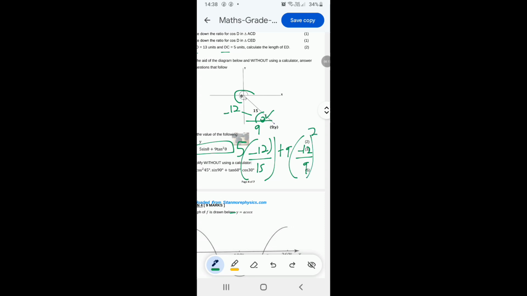Oh, we have a square. Now you can punch this first so that you don't lose marks. It's minus 4. Then this one is plus 16. The answer is 12. Let's do the last one.